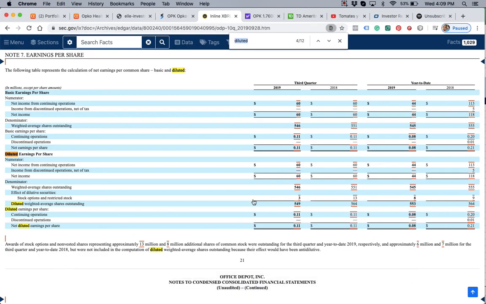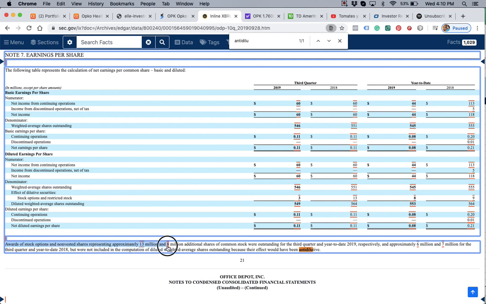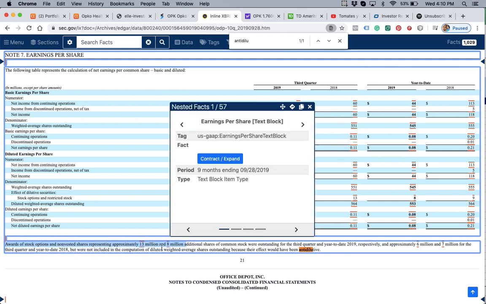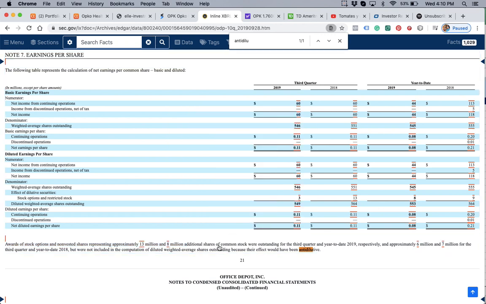But now if we do a search for the word anti-dilutive, you see here at the bottom of page 21, they tell us that awards of stock options and non-vested shares representing approximately 13 million and 18 million additional shares of common stock were outstanding for the third quarter and year to date. So these were not included in the diluted share count because their effect would have been anti-dilutive. So you see this a lot with companies that currently have a loss, and so they don't report these extra shares because it would make the loss look smaller than it actually is.